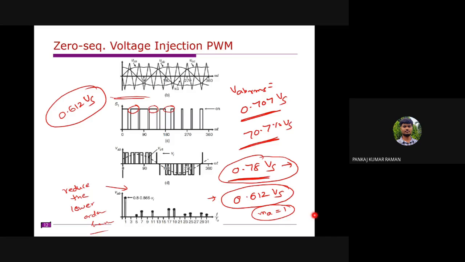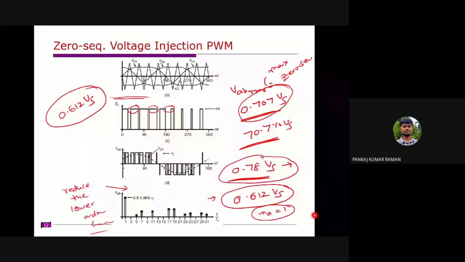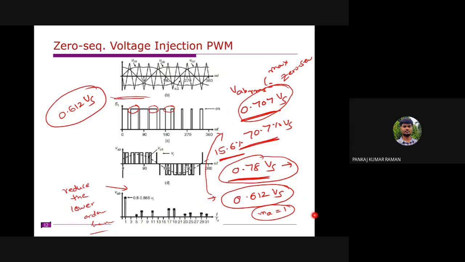So this 0.707 Vs is the maximum voltage obtained with zero sequence injection PWM, without the problem of lower order harmonics. Clear? So here the boost in output voltage is 15.6%. By using this zero sequence voltage injection, we can increase the output voltage by 15.6%, from 0.61 to 0.707 Vs. Clear?